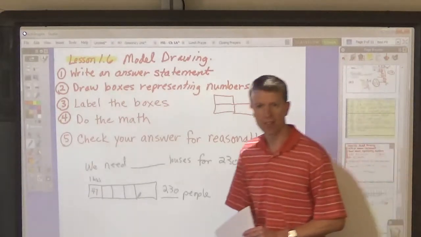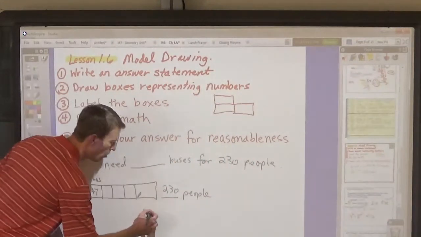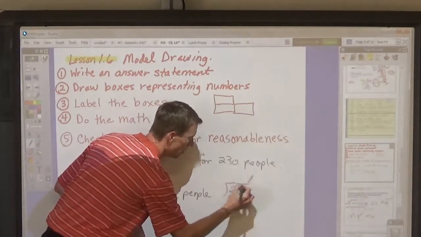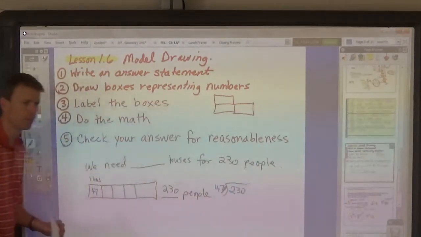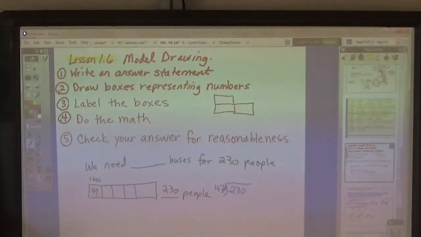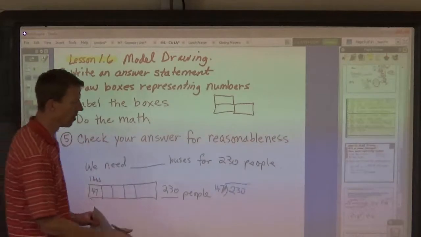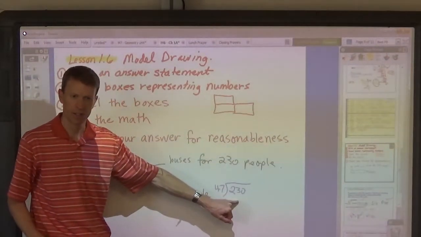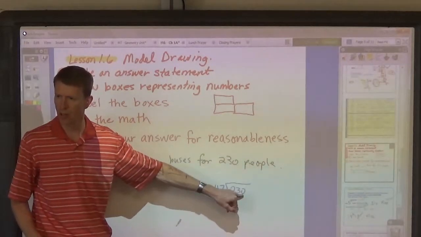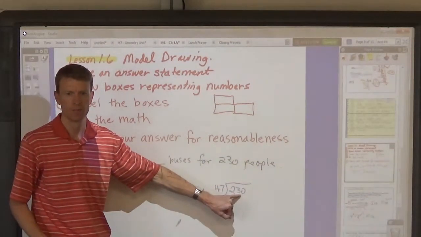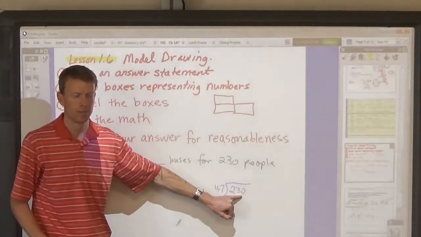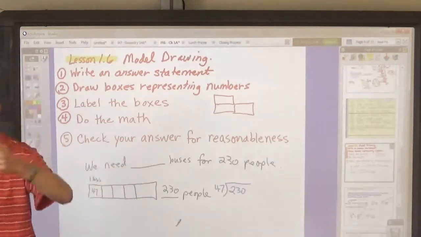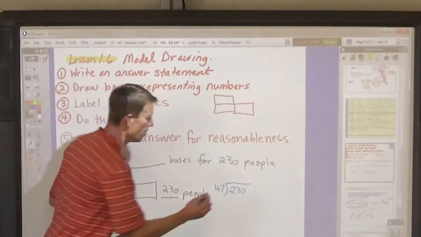So let's do the math. If we're dividing, then we're dividing 230 divided by 47. And use estimation here. Let's say, what if this was 50 into 200? How many times would 50 go into 200? 50, 100. 4 times. Let's try 4.